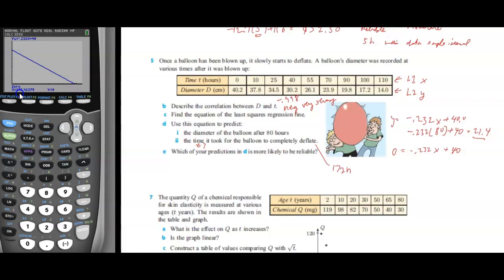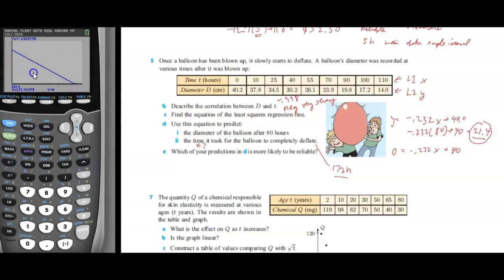Which of your predictions in D is more likely to be reliable? In both cases, we're talking about very strong correlation, so that's not different, right? The difference is between predicting that after 80 hours it's 21.4 in diameter, and predicting that after 172 hours it's 0. Notice that the second prediction, 172 hours and 0 in diameter, is outside of our data cluster. Our data is all over here.